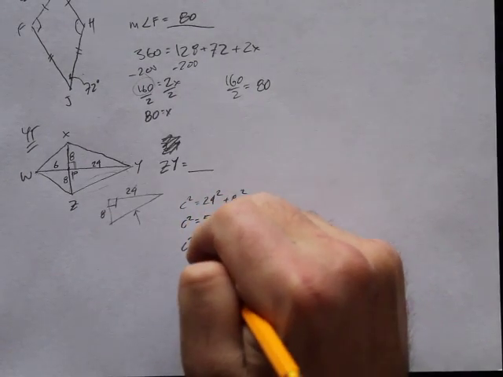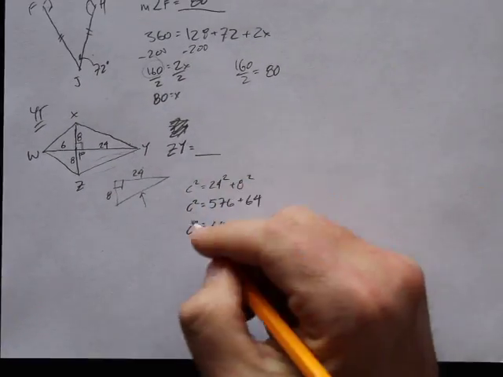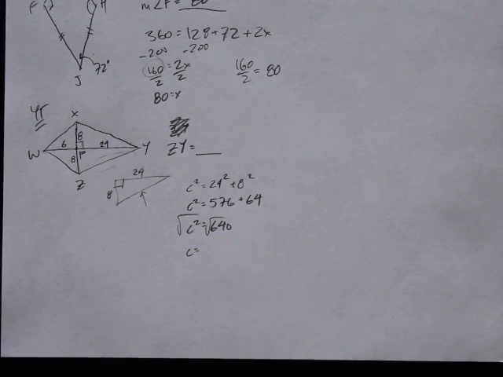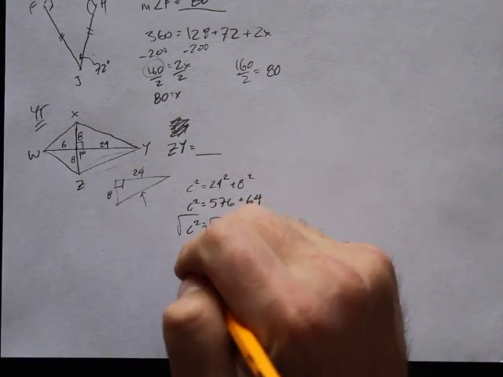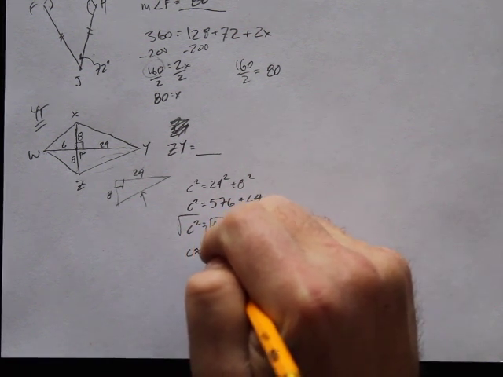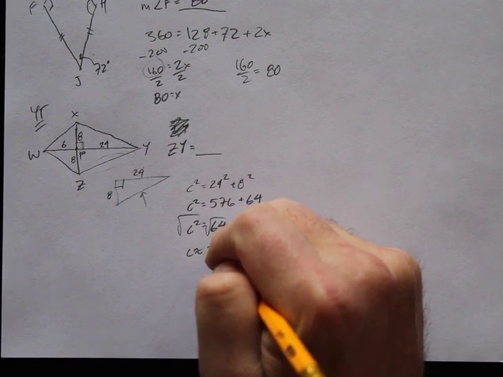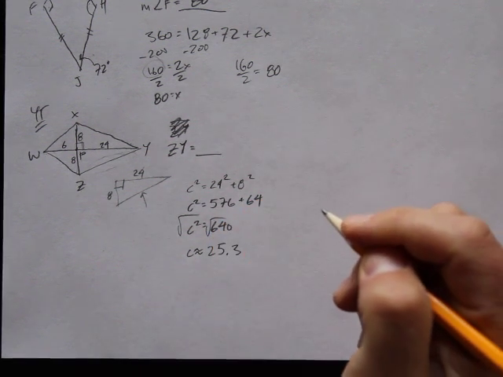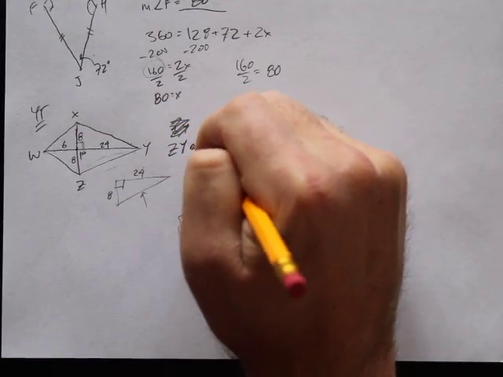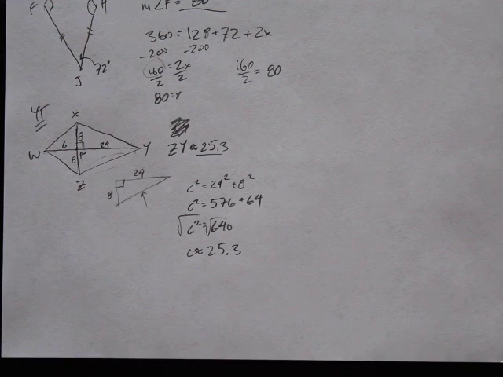C squared equals 640. Now I need to take the square root of each side in order to get what C equals. So the square root of 640 is approximately 25.3. So ZY is approximately 25.3. And that is your answer. And that is the end of chapter 6.